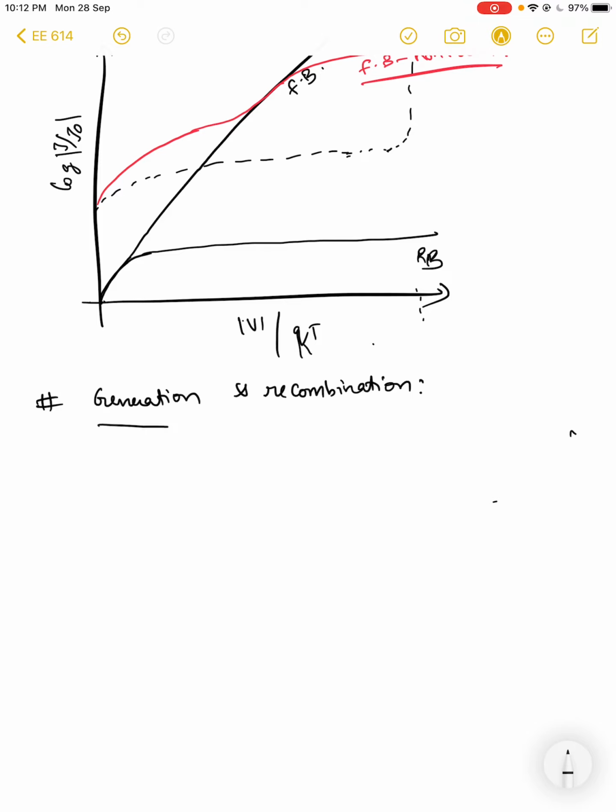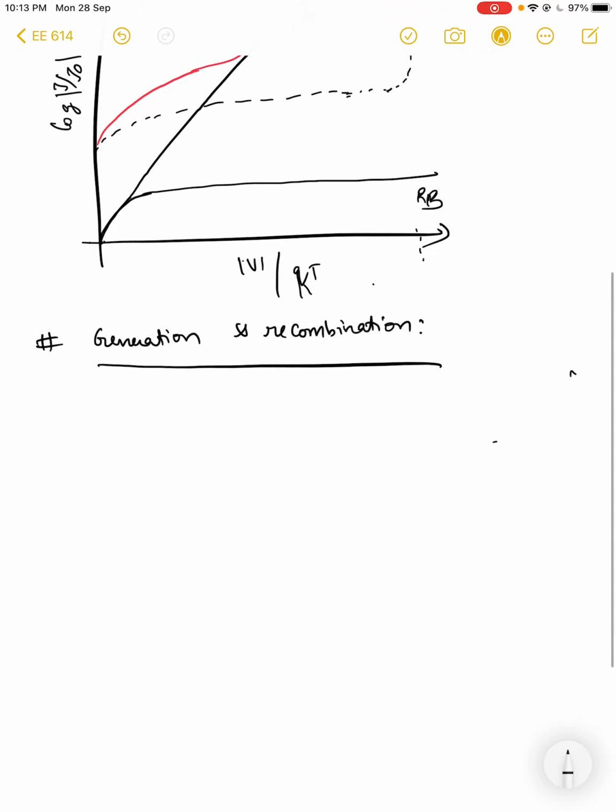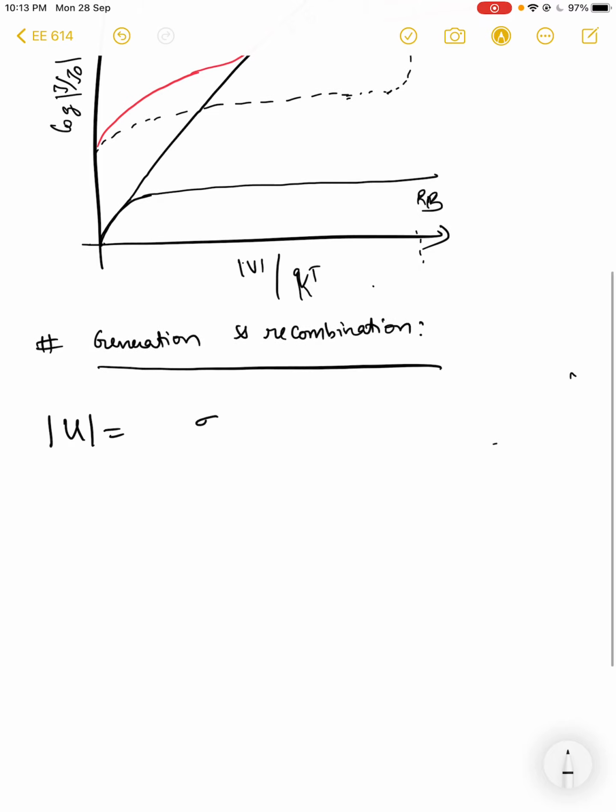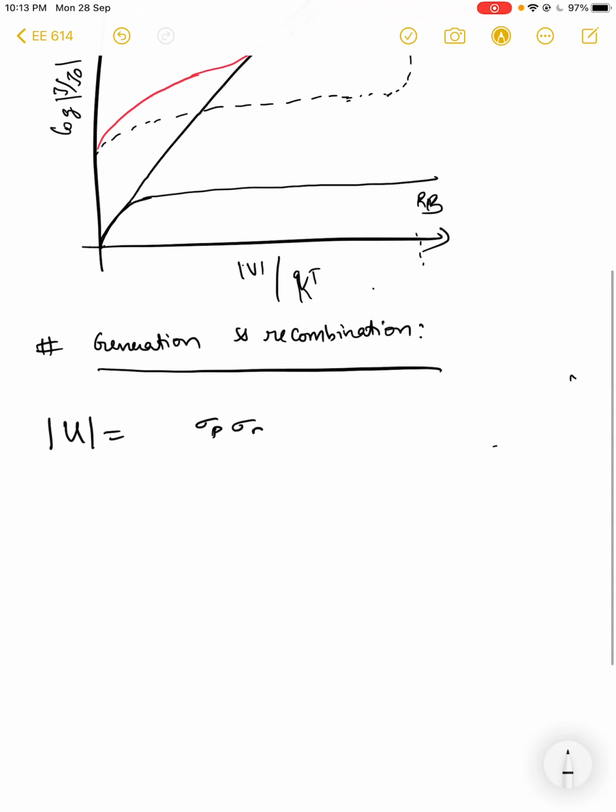So when we talk about the generation and recombination processes, we should remember our earlier equation, right? The long equation of the net rate U. We derived this. We said that this net rate should be the generation and recombination. This is a net generation or recombination, and it is given by this long expression, sigma p being the hole capture rate, sigma n electron capture, vth the thermal velocity, pn minus ni square.